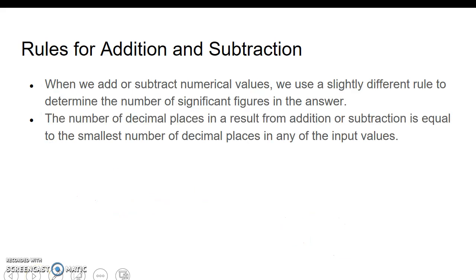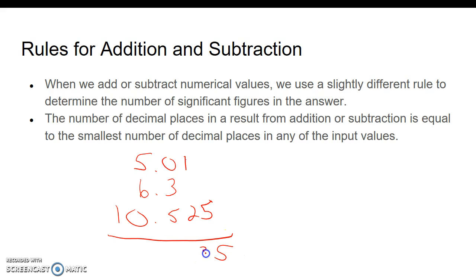Addition and subtraction. So the rule is based on how we line the numbers up. And it's equal to the smallest number of decimal places in any of the input values. So if we took 5.01 plus 6.3 plus 10.525, and we add all these up, we get 5, we get 3, we get 8, get 11, get 21.835.